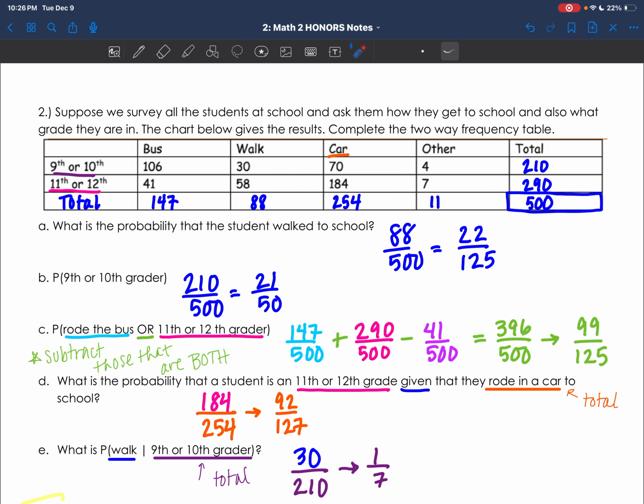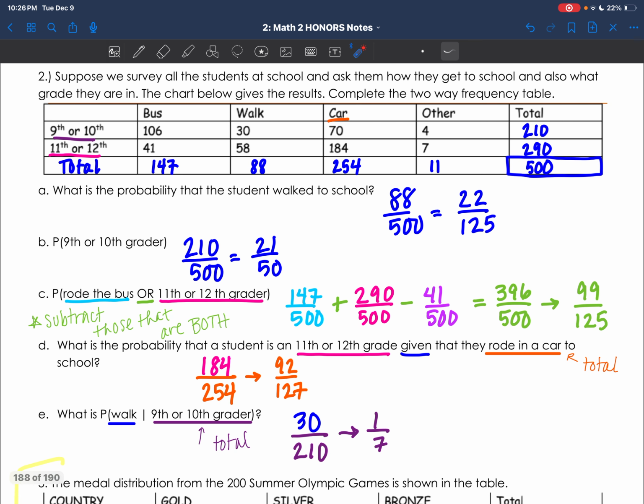Now the probability is a 9th or 10th grader. Now even though this says or here, the category is 9th or 10th. So we're going to use a probability of 9th or 10th. So we're going to look at all the 9th to 10th graders, which is 210, out of the total survey, or kids surveyed, which would be 21 over 50.